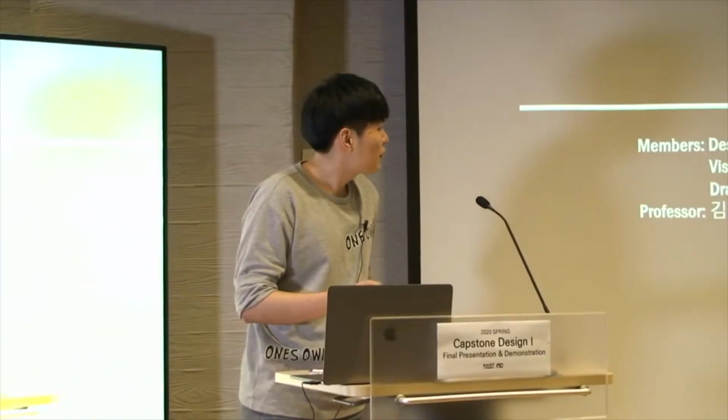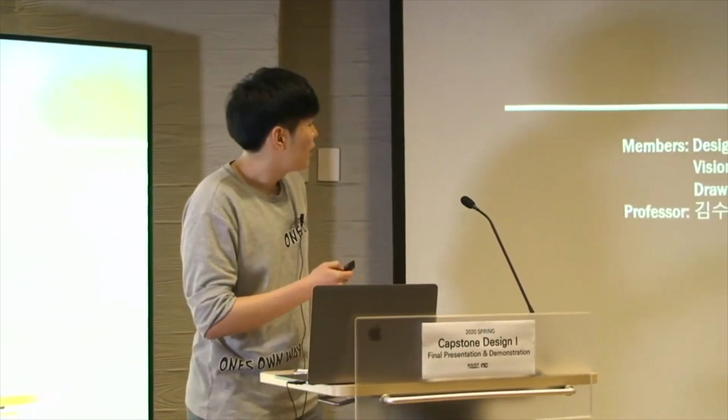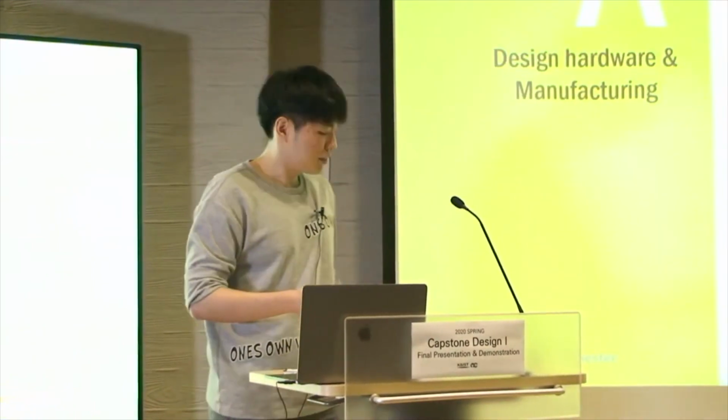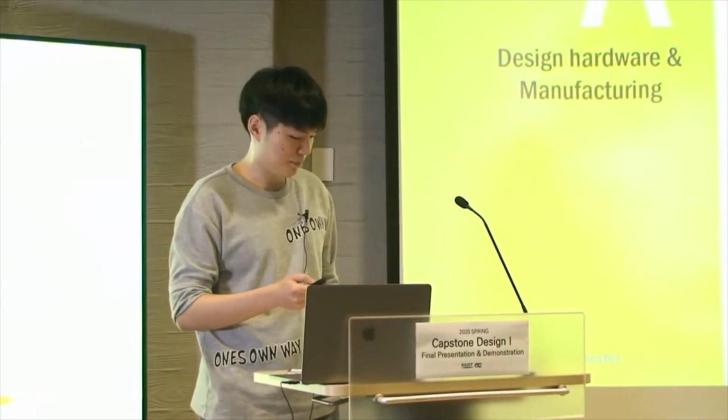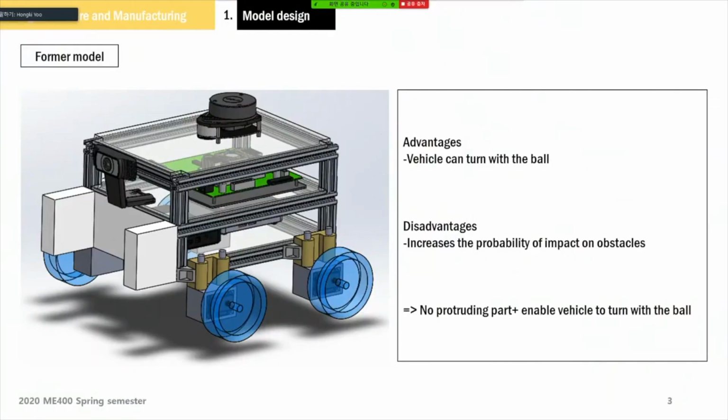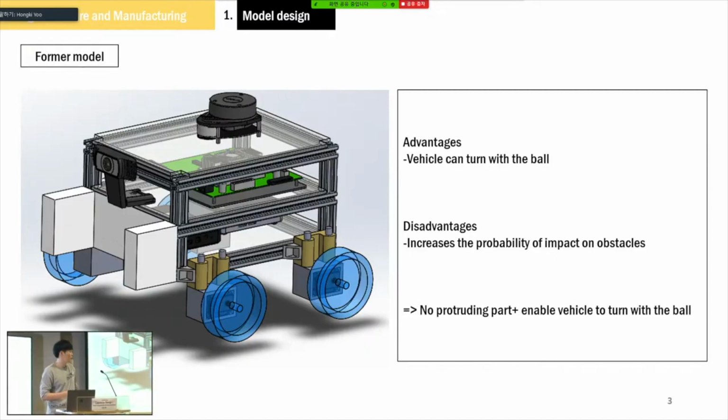Hello, this is Team A. Team name is Wall A. And in first part, I'll talk about model design. This is our first model in design review 1. To make the robot rotate with the ball, we made the robot with a protruding front part. However, our first model had an increased probability of impacting on walls or columns during ball harvesting. So we had to come up with an alternative model with reduced risk of collision.